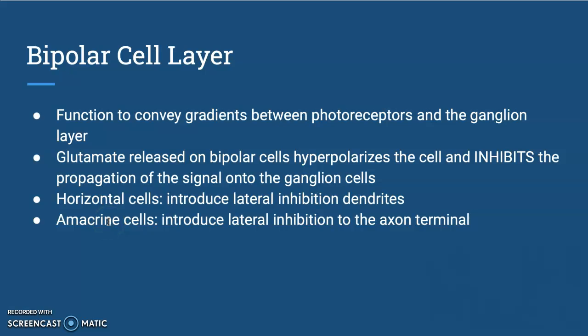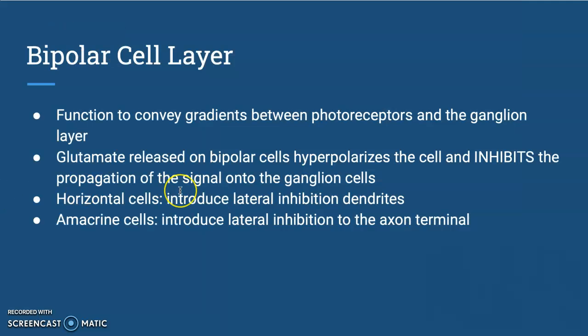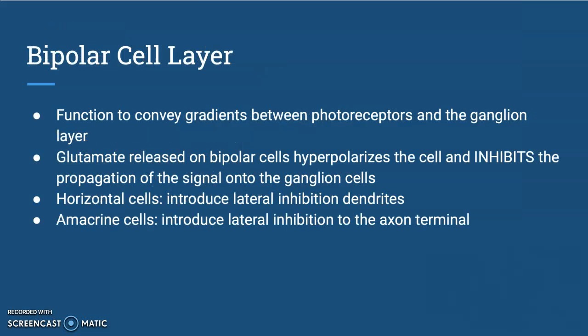Horizontal cells are mixed in with this layer, like shown in this photo, in between the bipolar cells, and the horizontal cells introduce lateral inhibition in the dendrites, so they move side to side. There are also amacrine cells in this layer oftentimes. Sometimes amacrine cells function in the ganglion layer, sometimes amacrine cells function in the bipolar layer. As you can see up here, the amacrine cells are at the bridge between the bipolar and the ganglion cells. And these amacrine cells also introduce lateral inhibition, but this time to the axon terminal.